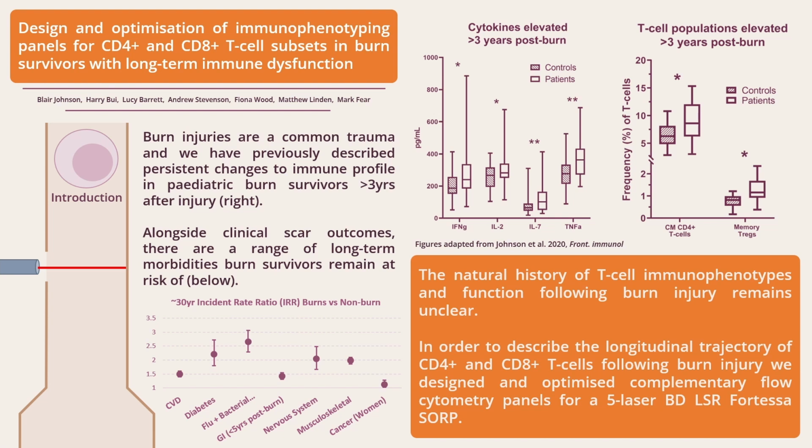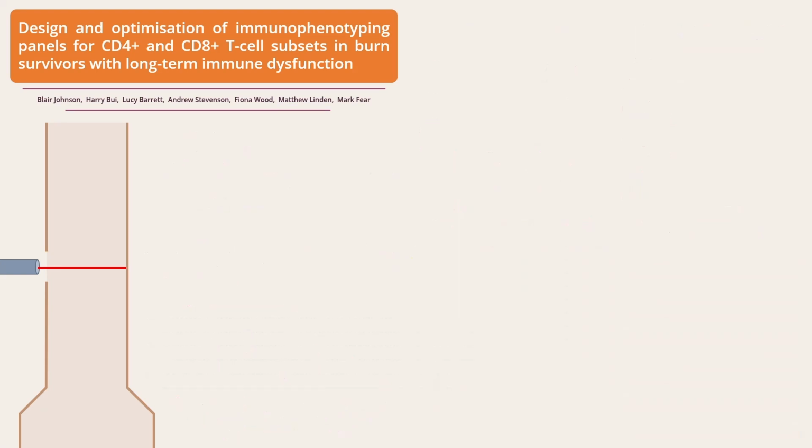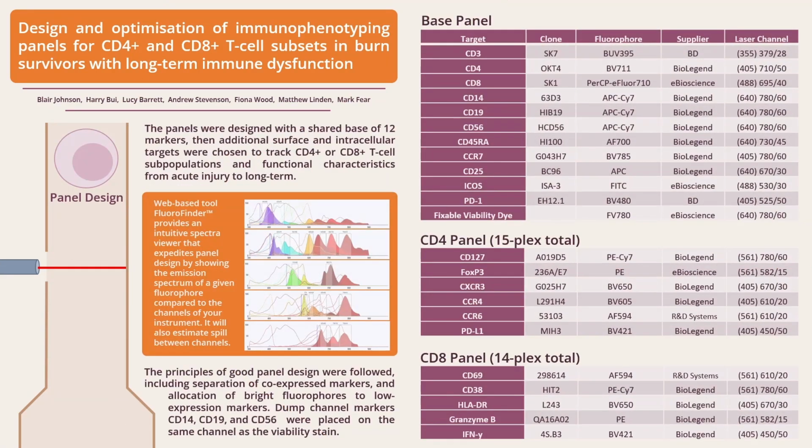We don't actually know what the trajectory of the immune profile looks like from the acute injury to the long-term displacement. So what we have done is design and optimize two complementary panels profiling CD4 and CD8 T cells for a 5-laser Fortessa. The panels share a base of 12 markers, including the immunosuppressive marker PD-1, which was something that we had not previously investigated in our other study.